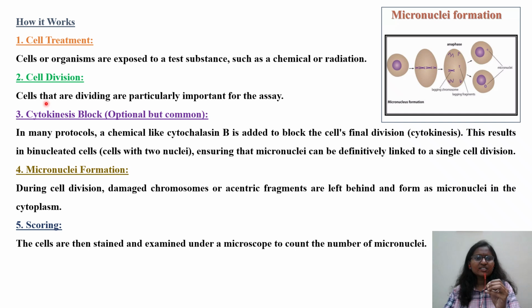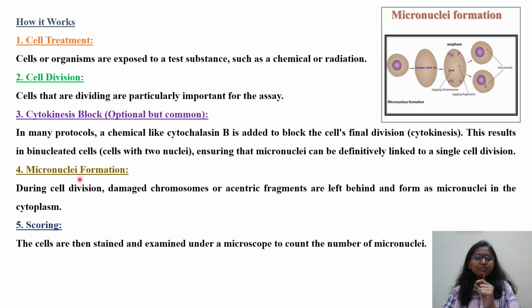The second one is cell division. Cells that are dividing are particularly important for the assay. So the cells in which you are studying the effect of your chemical should be in a cell division state. Cytokinesis block: in many study protocols, a chemical like cytochalasin B is added to block the final cell division. To arrest the cytokinesis stage, you will be adding a certain chemical called cytochalasin B. This results in binucleated cells, cells with two nuclei, ensuring that micronuclei can be definitely linked to a single cell division.